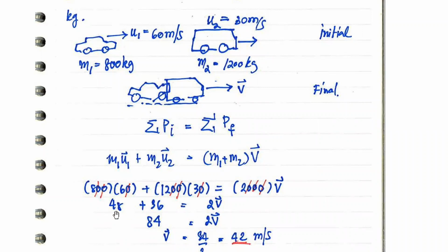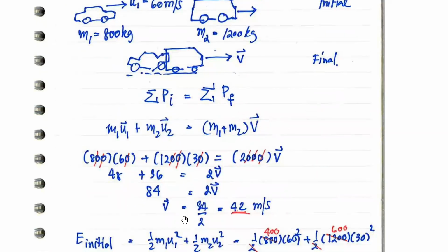So eventually this is 48 plus 36 equal to 2V. We cancel the zeros here. And it gets 84 equal to 2V, and the velocity is 84 divided by 2, or 42 meters per second.